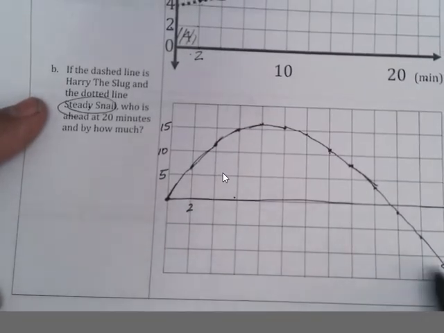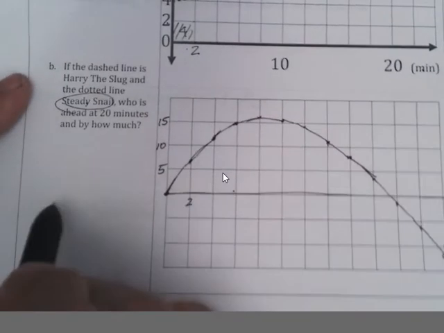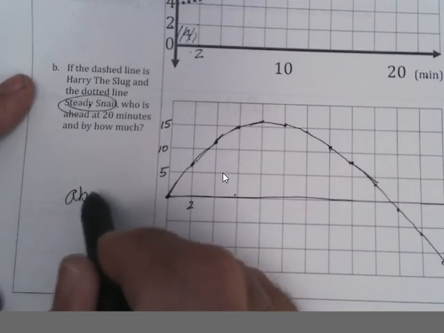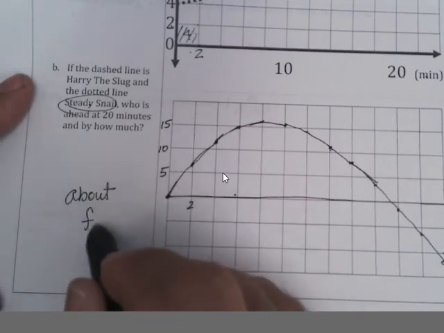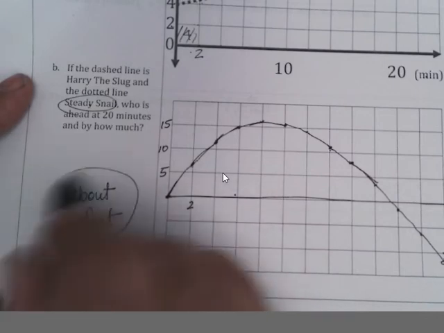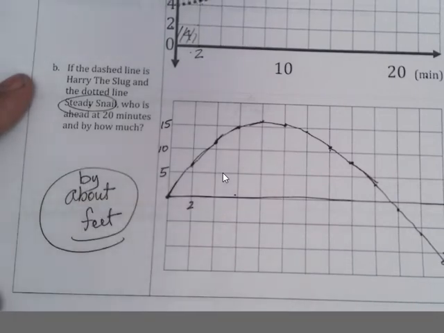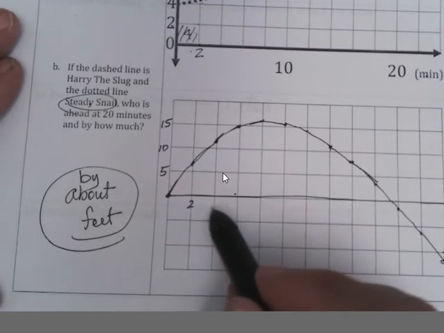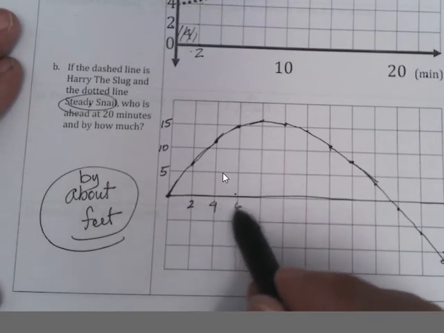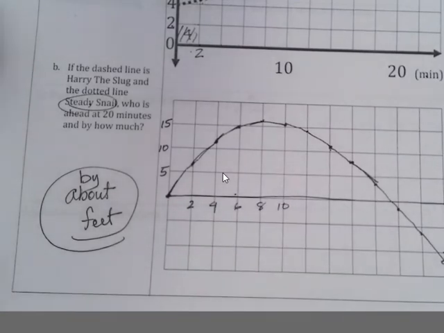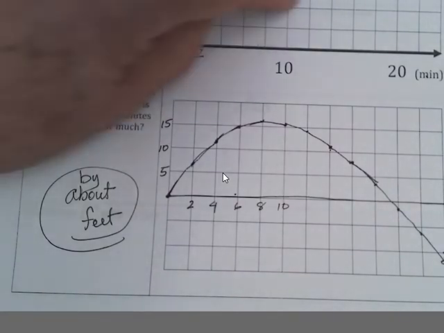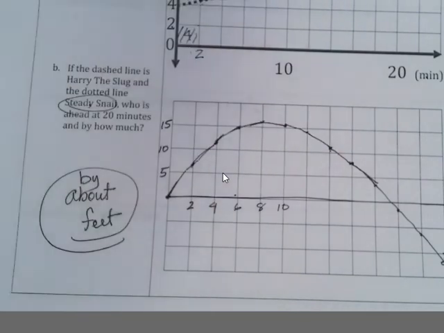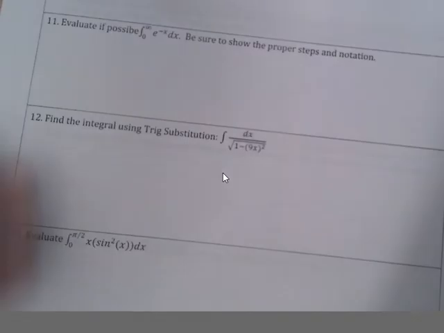And it looks like it's by about 10, 11, 12 feet. Just by the graph. Okay. So who's ahead depends on who's going faster, and the area between them is the graph of the distance. Okay.